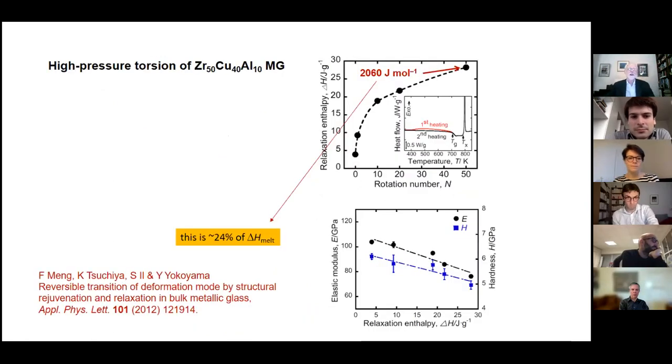Now, with that high-pressure torsion technique, unsurprisingly, you can measure increased energy of your system. And this is, I think, the world record value for this technique. It's storing about 24% of the heat of melting as a result of that deformation. So it's quite a substantial change in the energy of the system.